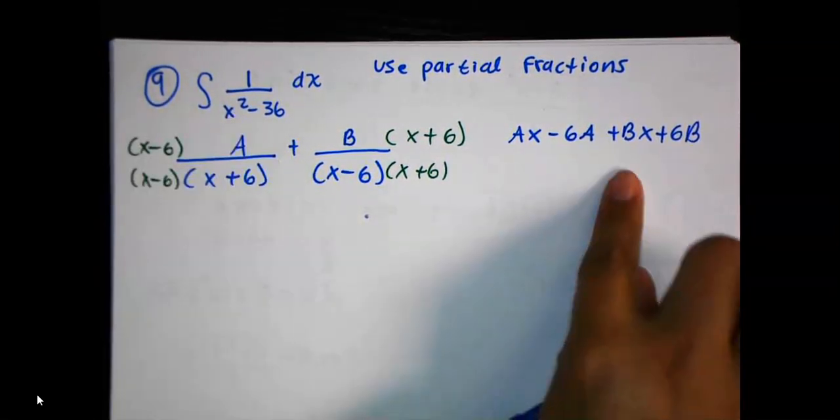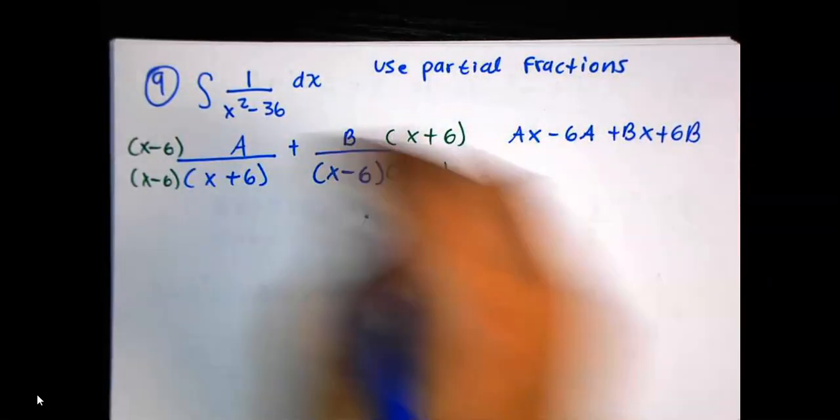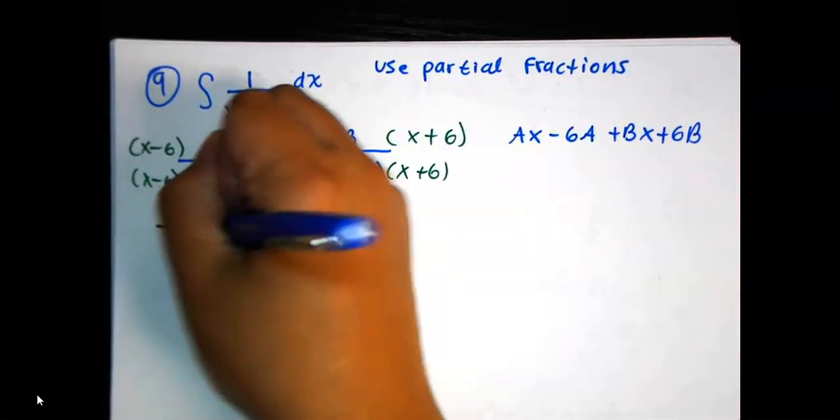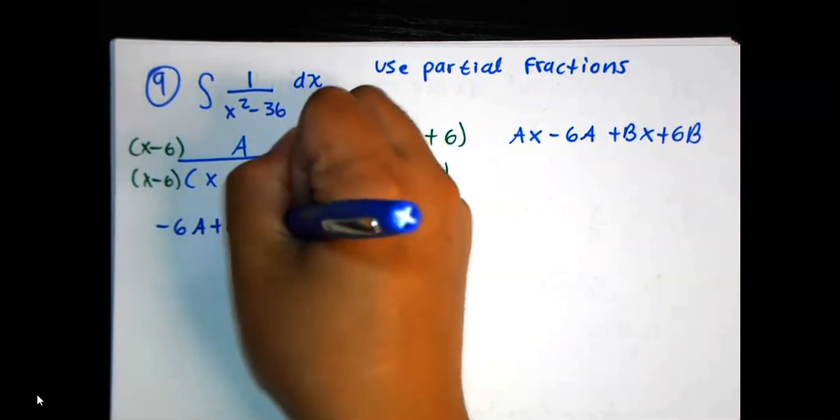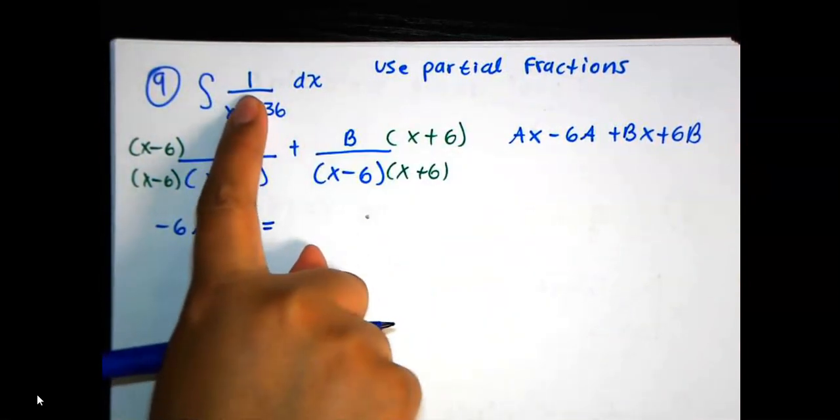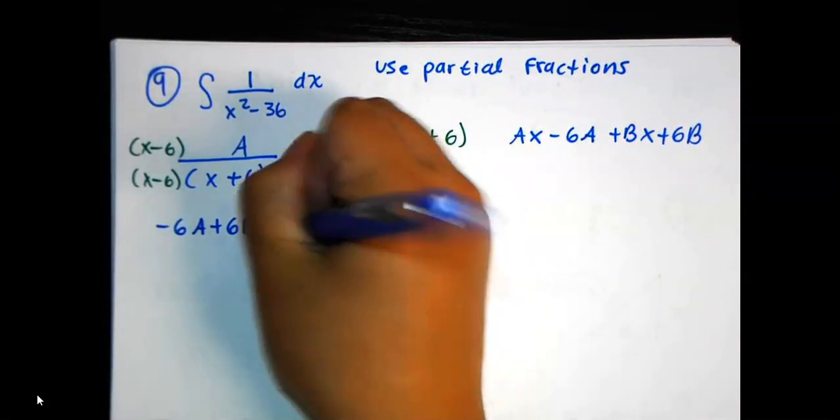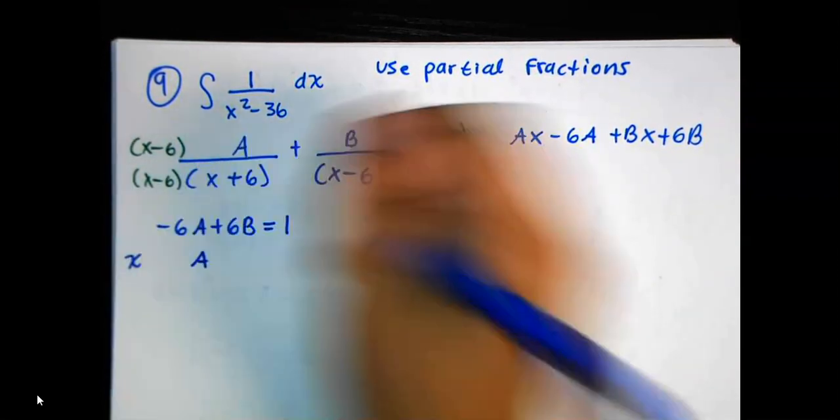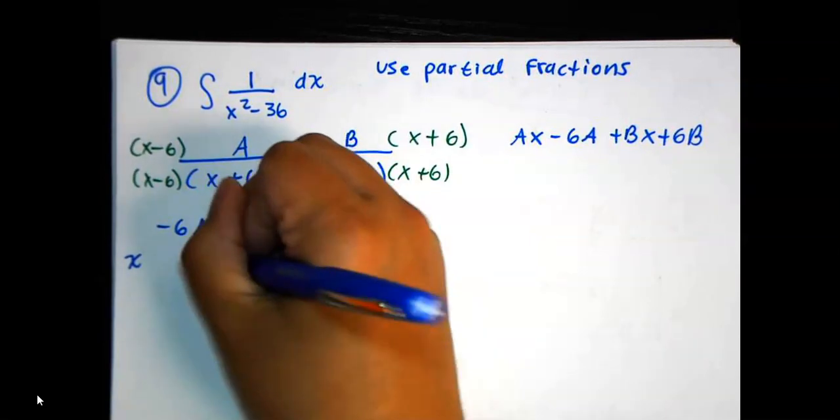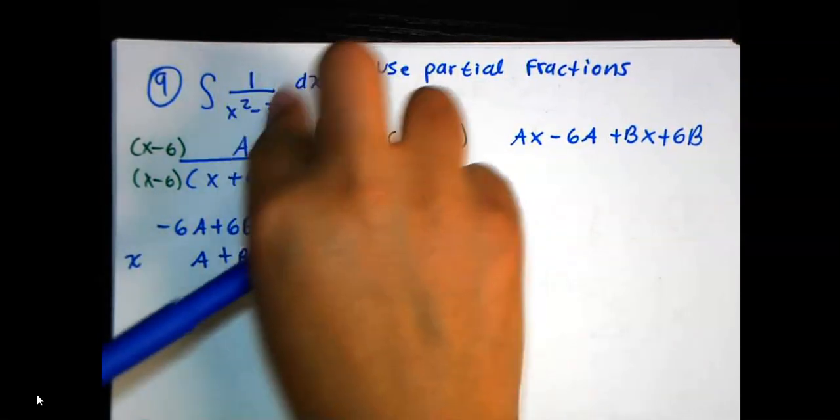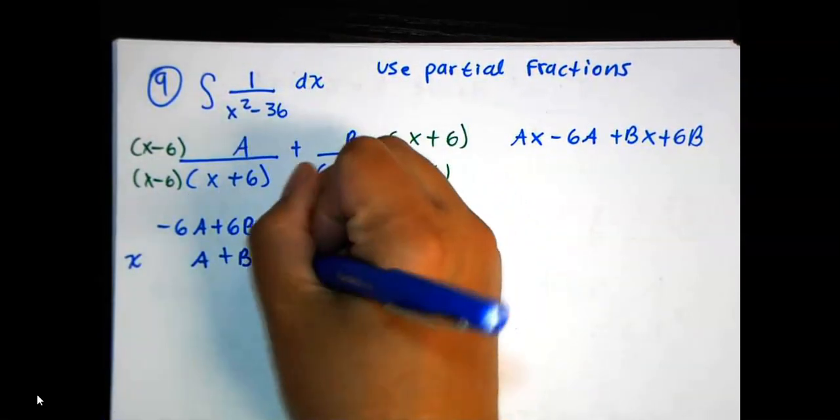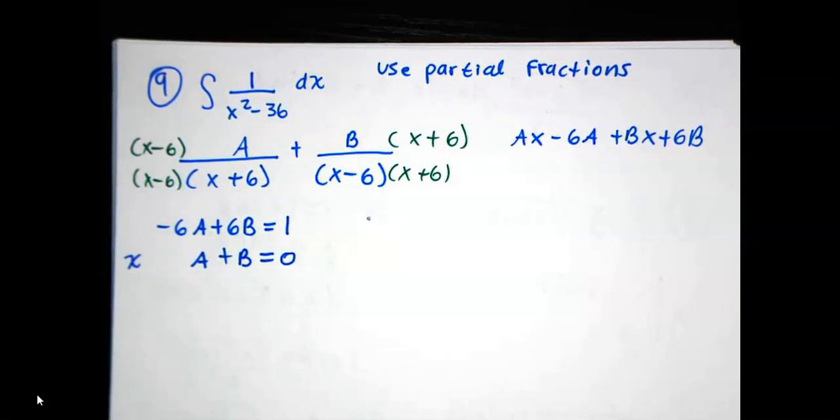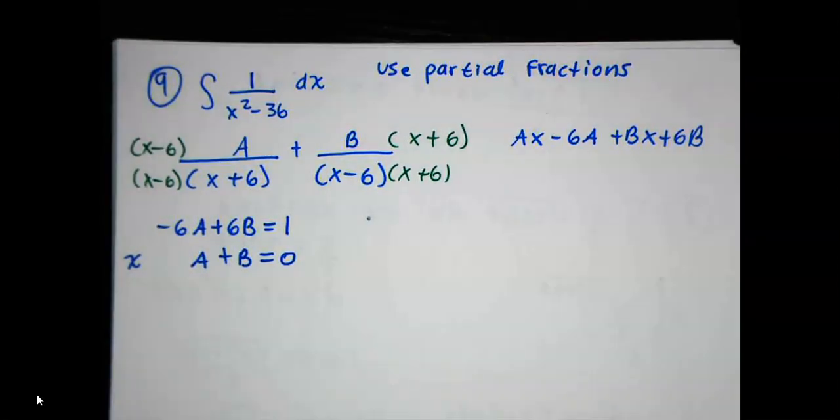So let's look at the constants. Our constants, we have negative 6a plus 6b, and then we look at the numerator of the original problem, and there's a 1. Then I look at my x's. I have a plus b, and there's no x in the numerator, so that's going to be equal to 0. Let's solve for a and b.